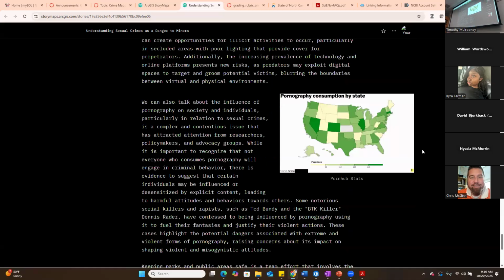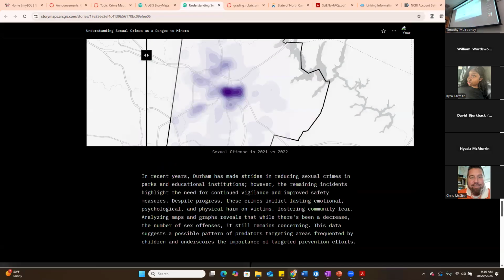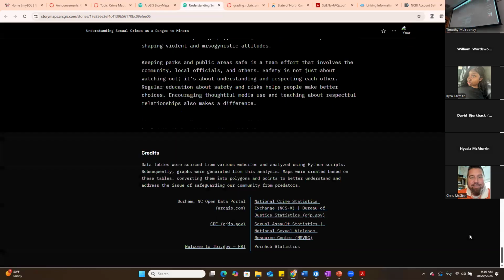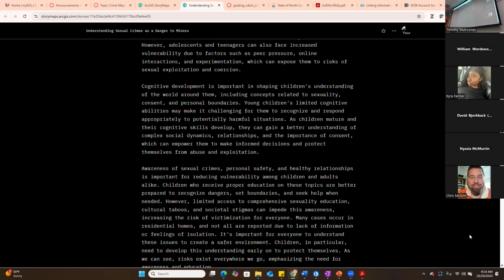But I thought this was really good. We can look at pornography consumption by state, credits. I thought this was really neat. You can see spatial relationships with these here. This one looks to be a little bit more of a checkerboard pattern here, but I thought this was neat here.